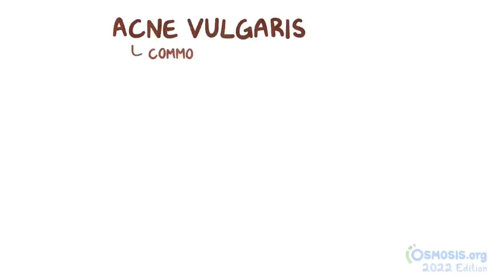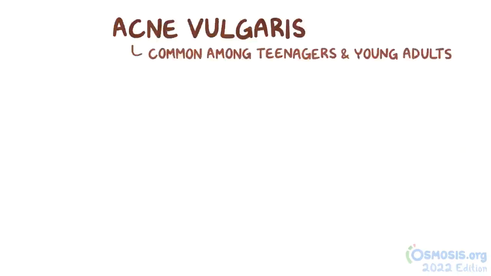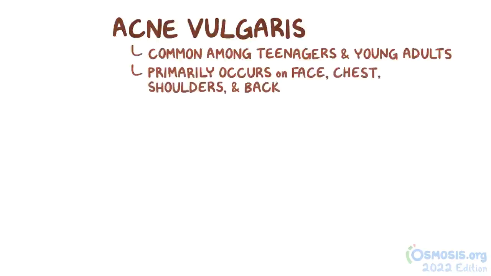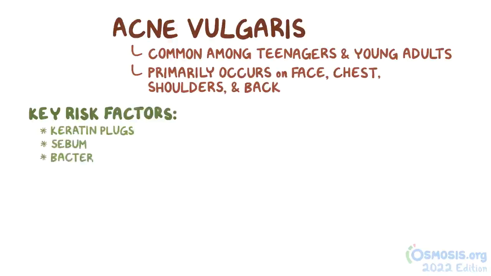Alright, as a quick recap, acne vulgaris is very common among teenagers and young adults, and primarily happens on the face, chest, shoulders, and back. Key risk factors are keratin plugs, sebum, and bacterial overgrowth.